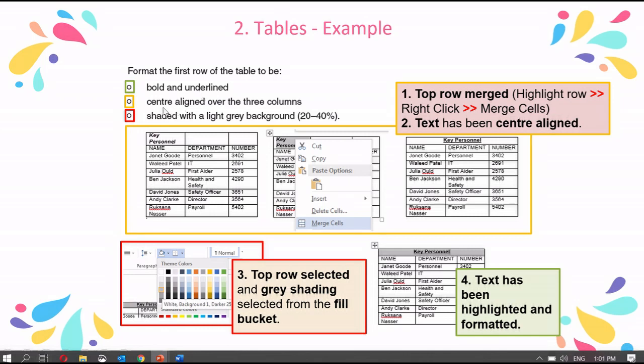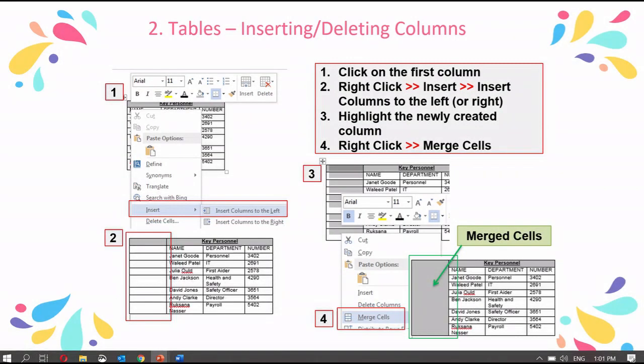This next question says, center align the row over 3 columns. This means that the 3 columns need to be merged, and you know how to do a merge. This will center align it in the middle. So that is the example shown over here. Then also it says that the first row needs to be shaded with a light gray background, and you know this is the option for shading. So this is a sample of a question that can come from tables.